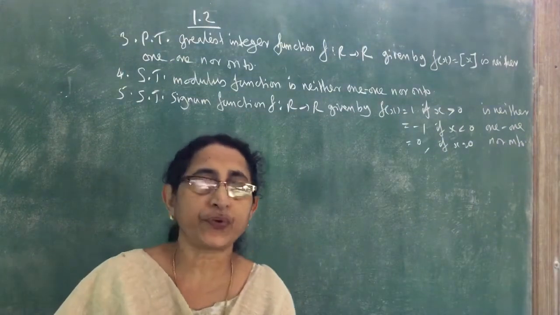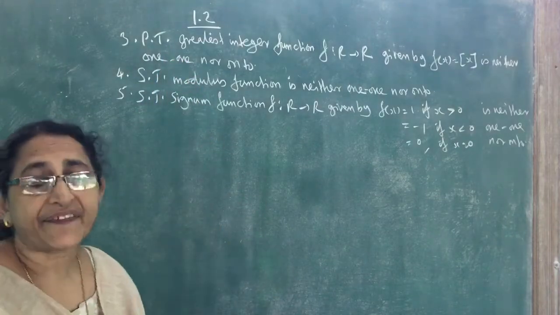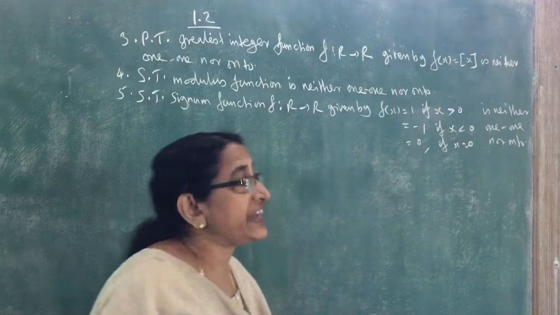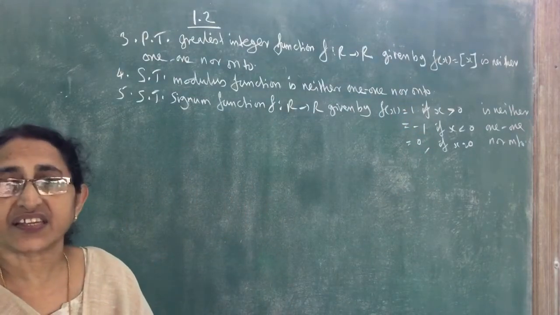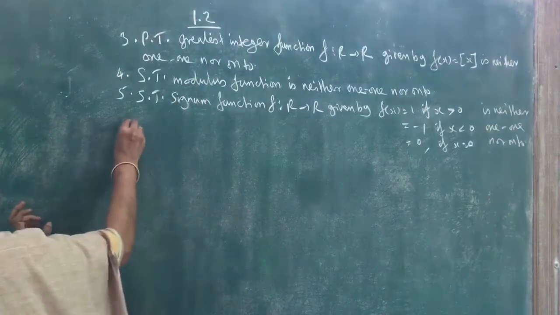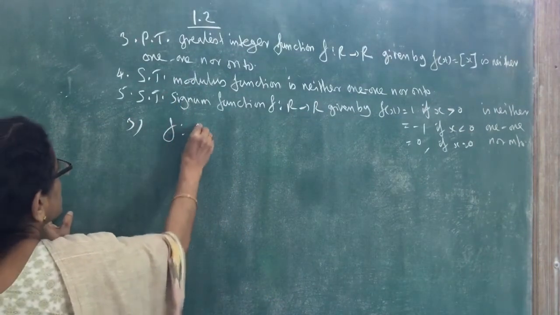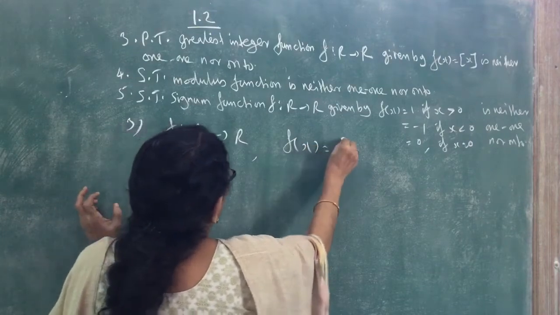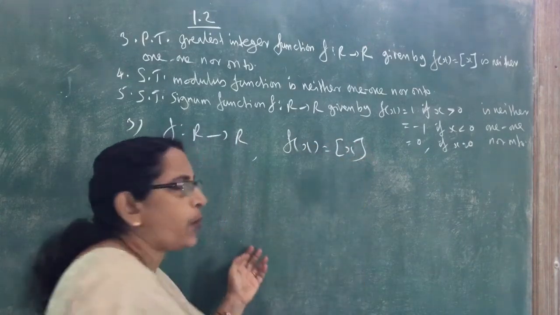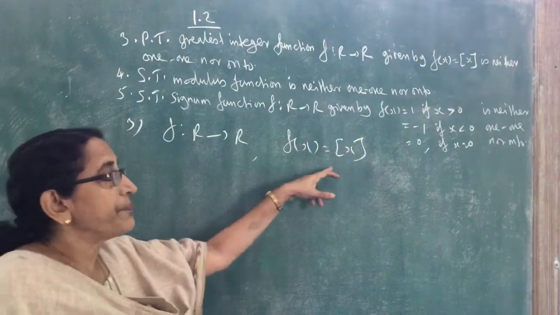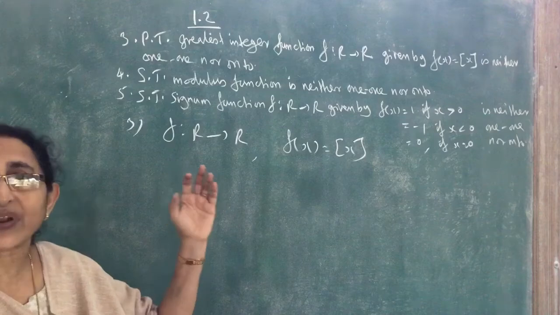Exercise 1.2, third one. Prove that the greatest integer function f from R to R given by f of x equal to greatest integer function x is neither one-one nor onto. F from R to R defined by f of x equal to greatest integer function x. What is the meaning of greatest integer function x? Greatest, that means greatest integer less than or equal to x.